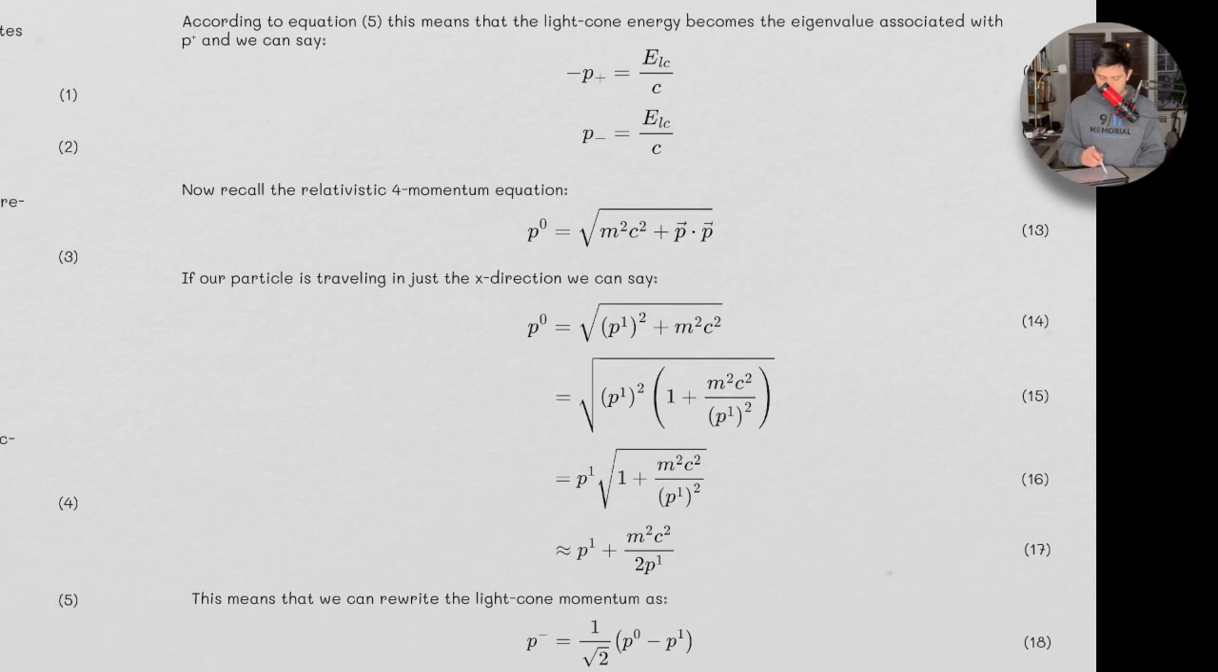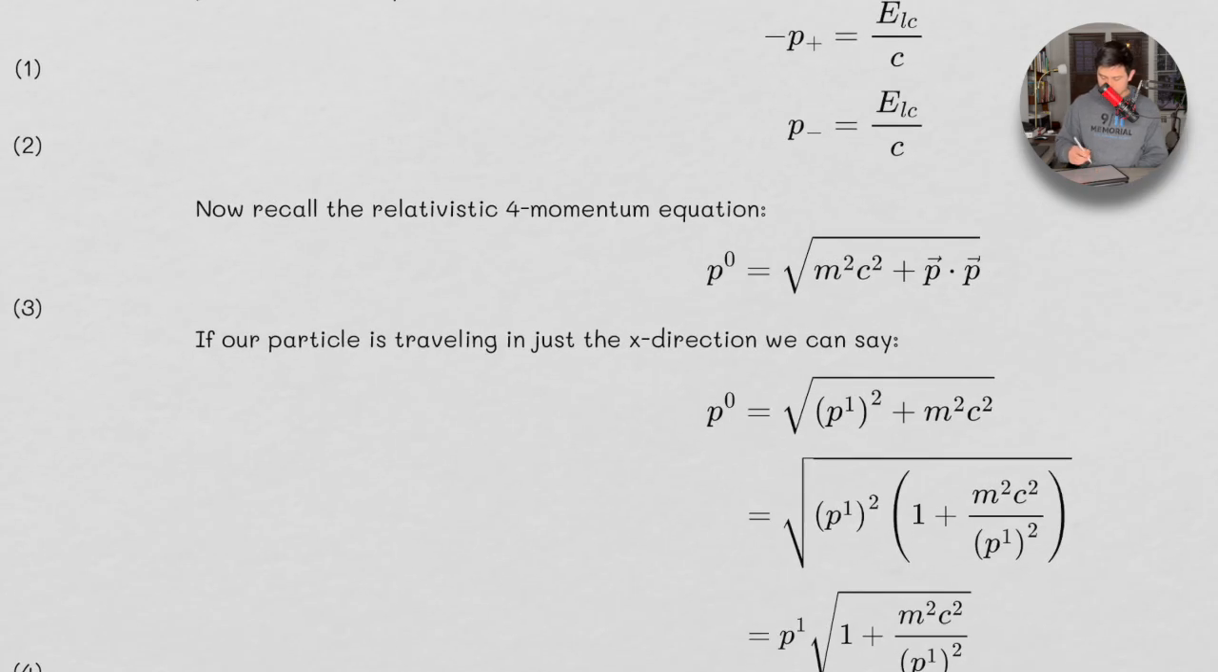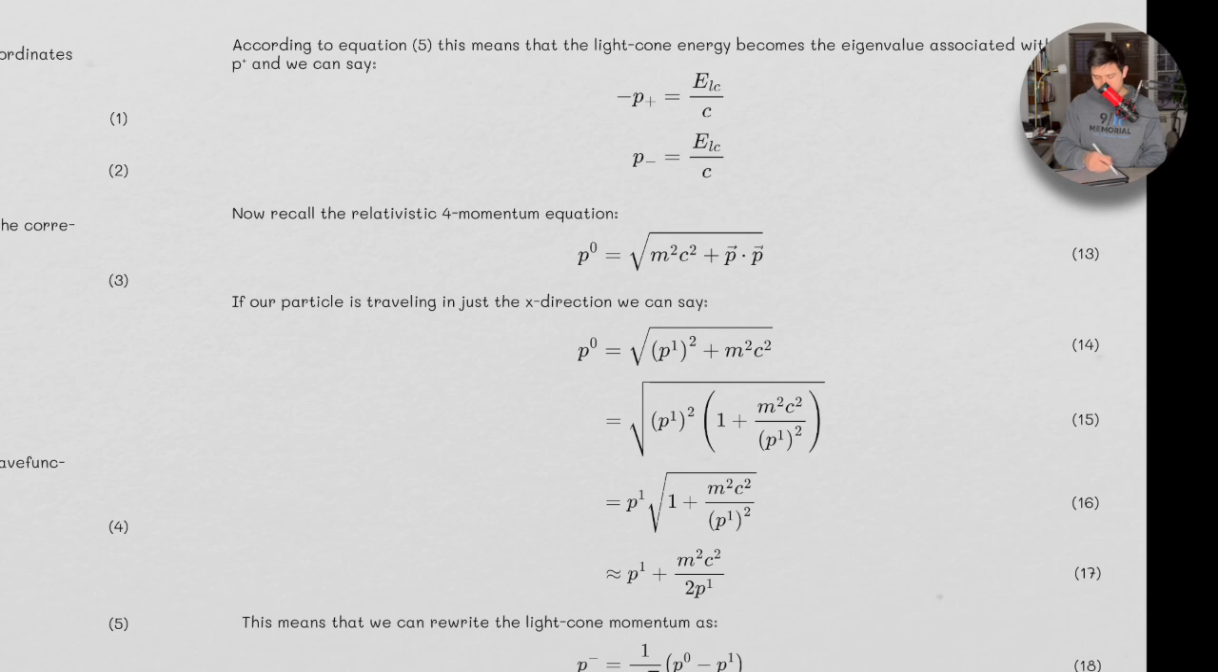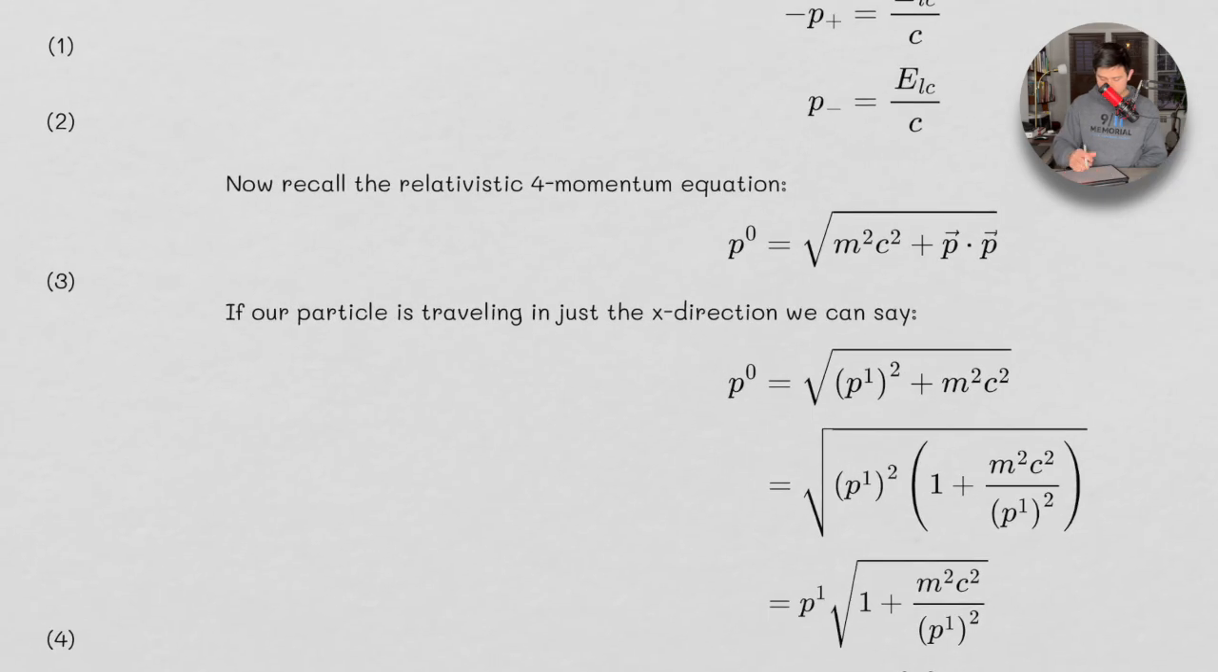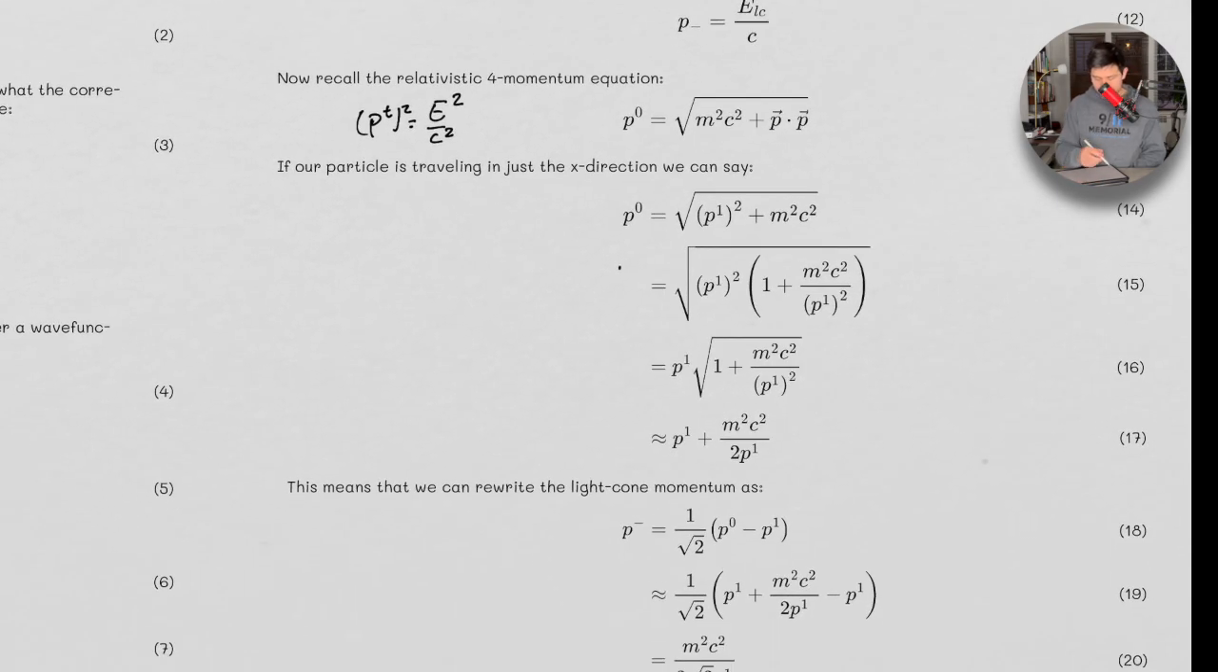So now recall the relativistic four-momentum equation. So that's this guy right here. This is something that should be easily recalled. This is the relativistic four-momentum. This is the temporal component of that, where again P0 is E over c, squared, or P T squared.